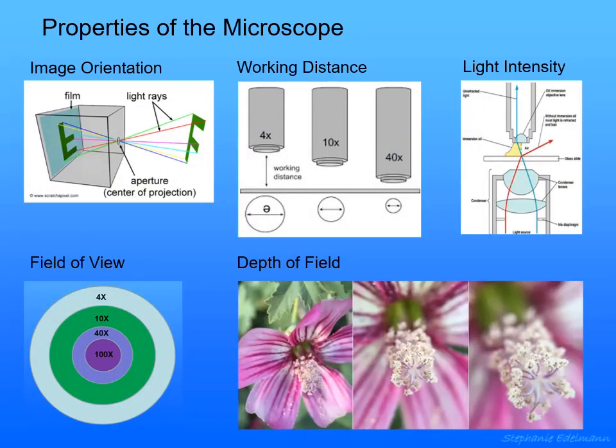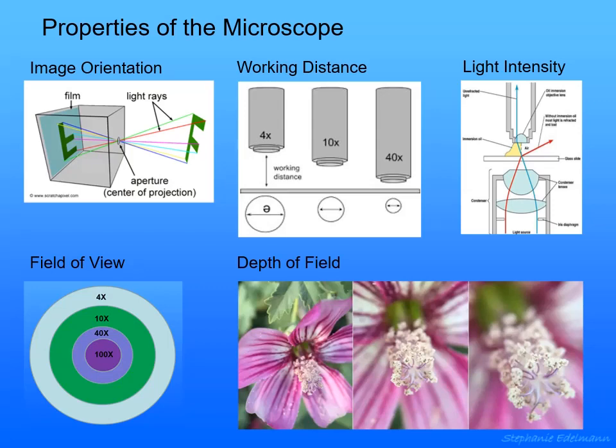Let's talk about some of the properties of the microscope. We will play with some of these properties of the microscope during the lab this week. So the first thing I want to address is image orientation. When you put a slide down, the image that you see through the ocular lens is not the same as what you put down. And that's one of the things you're going to discover in the lab.